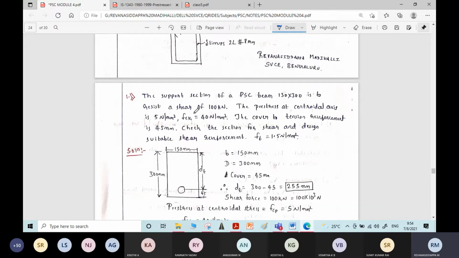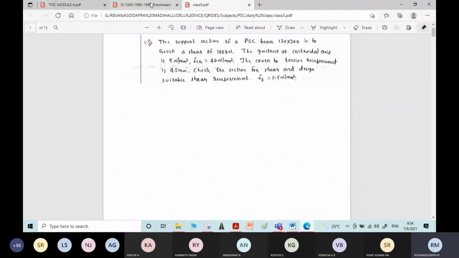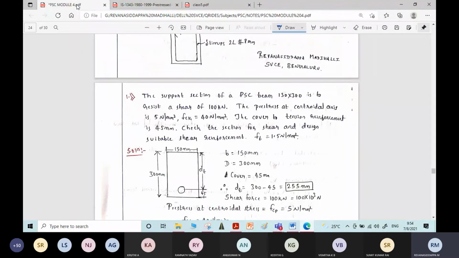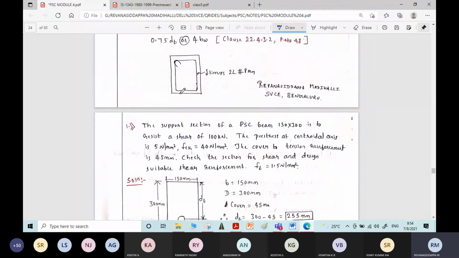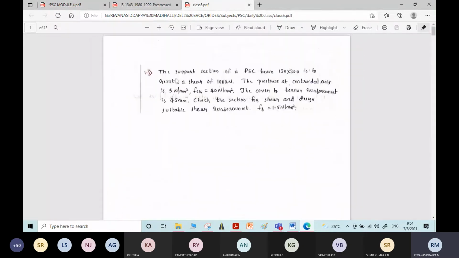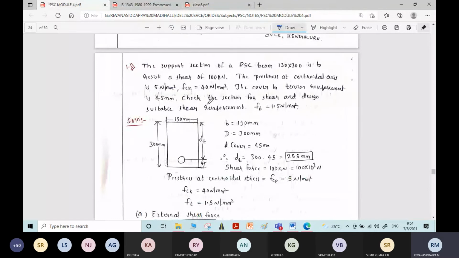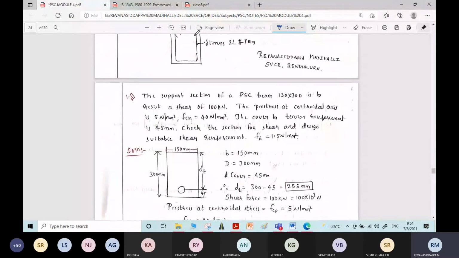Okay, friends. So we'll solve the problem. Has anyone started solving the problem? Whatever procedure I have explained, we will follow that procedure and design. You just go through the problem.